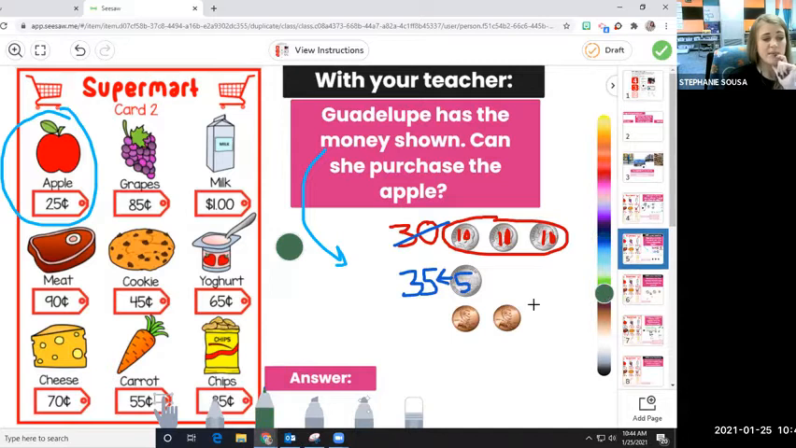Then I'm going to add my pennies. So I have 35, 36, 37. So Guadalupe has 37 cents. Go ahead and circle that 37. And again, remember, I am counting this way. There are many ways to count your coins, as long as you make sure that you count each item and that you do not skip or double count any coins. The method that you use is perfectly fine.